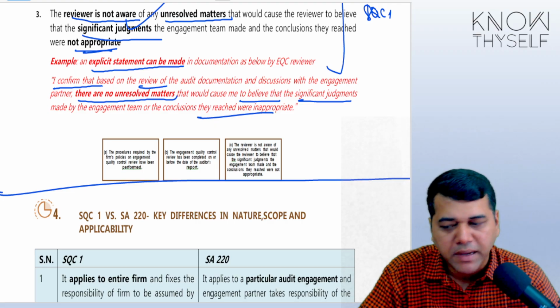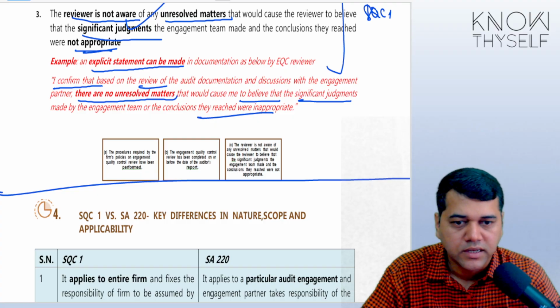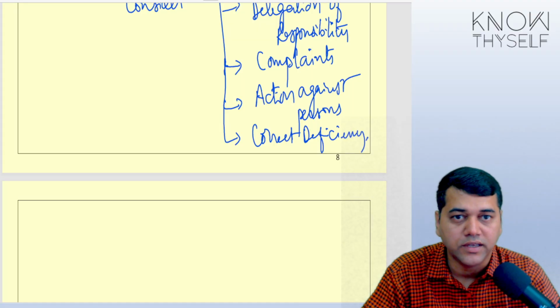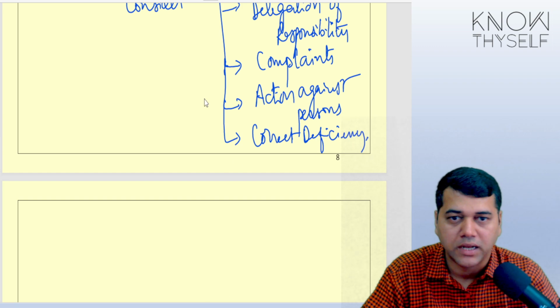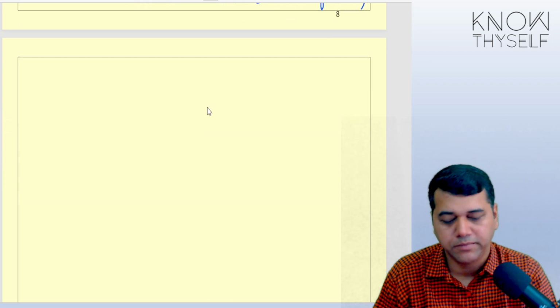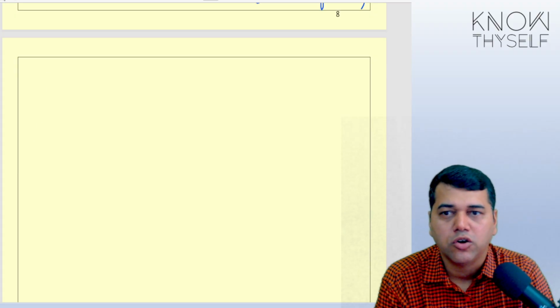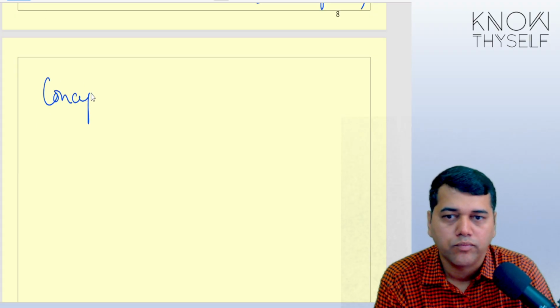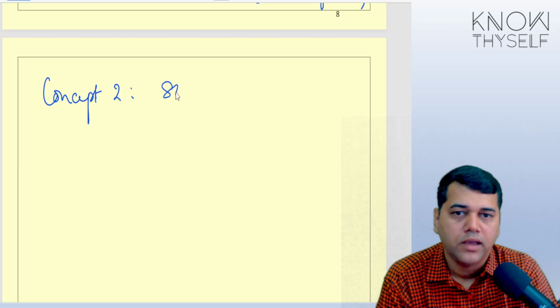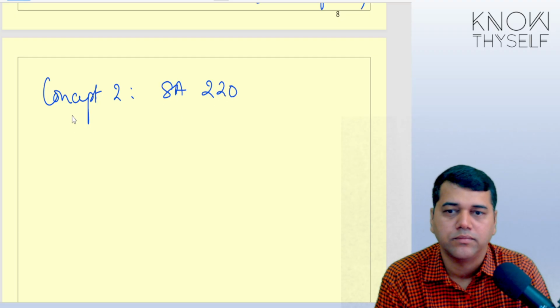Okay, take your mind map book. We'll start writing the content. At this time, we will see which is important. We'll try to mark it. So we have done concept number 1. You can write here concept 2: SA 220.